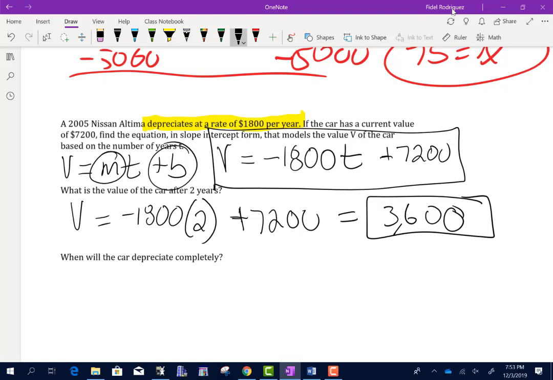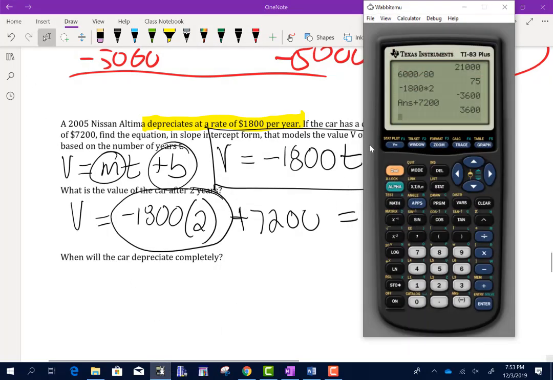Guys, I want to point something out. It's real important that I have that negative there, because if you look at my calculator, when we did it, negative 1,800 times 2, negative 3,600 plus 7,200 gave me 3,600, right? If I would have done this and then said plus 7,200, look at the number I would have come up with. Would that have made sense? No, because you know the car is going down in value, right? The only reason I'm saying this is a couple of years back when I did these same problems, I always had a couple people who would give me something like that. And it's like, hold on, let's think about this for a little bit.